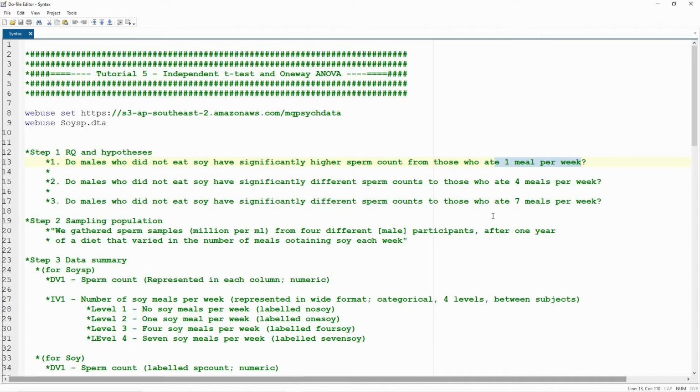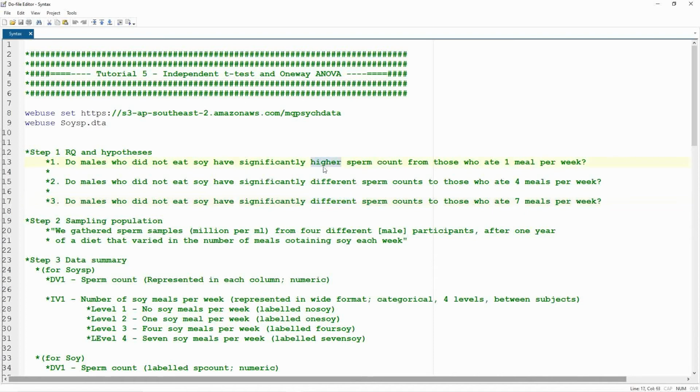Now, there's something interesting to note here. In all 3 of these, they all start the same. Do males who did not eat soy have significantly blank? And they all generally end the same: sperm counts from those who ate 1, 4, or 7 meals. But there is one word that is different. In our first hypothesis, we have the word higher. And then after this, we just have different.